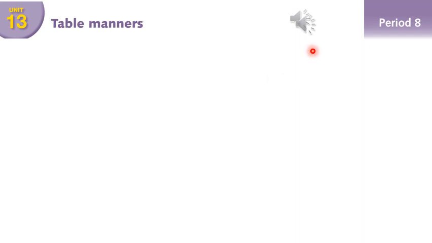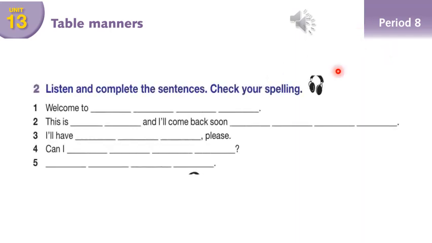Now let's move to period 8, where we have the last exercise. Listen and complete the sentences. Check your spelling. Spelling is the most important thing. Are you ready? Let's do it together.